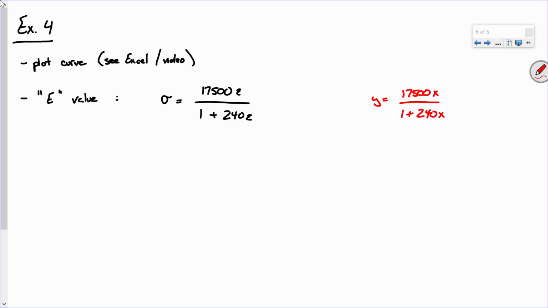Take the derivative. Remember, what is a derivative? It is a rate of change. It is how much y changes as a function of how much x changes. That is a slope, okay? So if I want to determine E at any given point, I need to take the derivative of that stress function, right? Just the derivative, right?